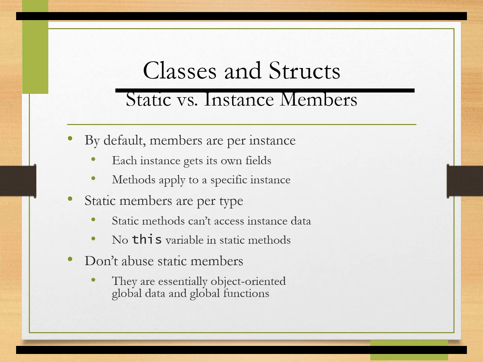So what is the basic difference between static versus instance members? By default, members are per instance, and each instance has its own field. If you try to apply a method to the specific instance, you use a static member, which is per type. So a static member cannot access the instance data. Also, this variable is the instance data on the method. Do not abuse static members, which are essentially object oriented global data. The particular global data comes under the global function.